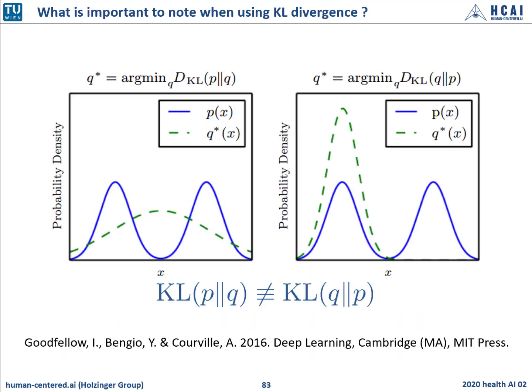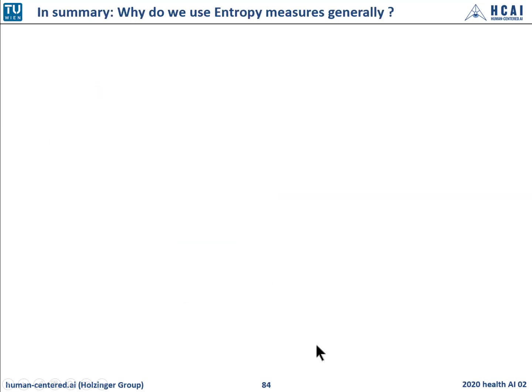What is important to note when using Kullback-Leibler divergence: while we have learned that Bayes' theorem is symmetrical, if you can remember, Kullback-Leibler is not symmetrical. So this can cause troubles if we ignore this fact. This is just so that you remember this.